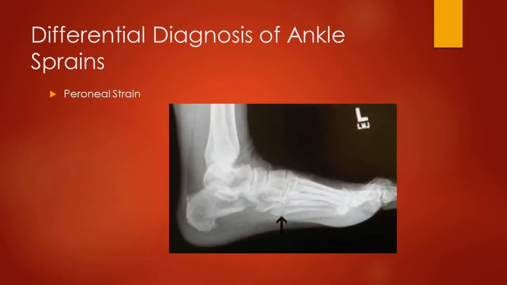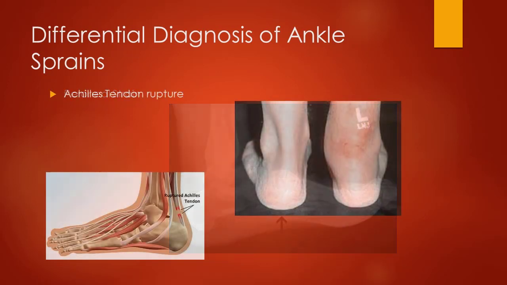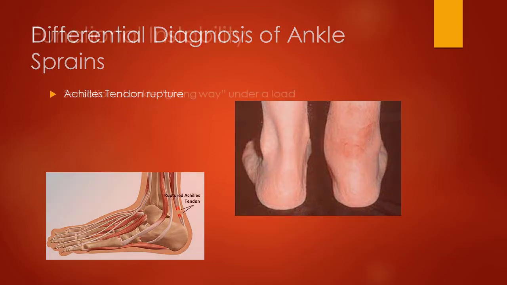Many sprained ankles are not really sprained ankles, they're peroneal strains, and so that should be ruled out as well, as well as remembering to look for a dancer's fracture at the lateral tubercle there. And then we also want to rule out Achilles tendon ruptures.